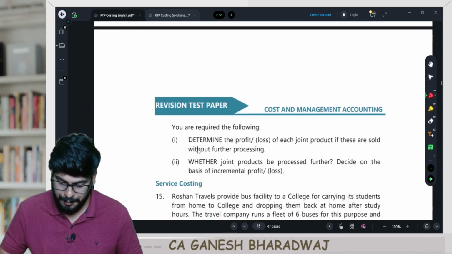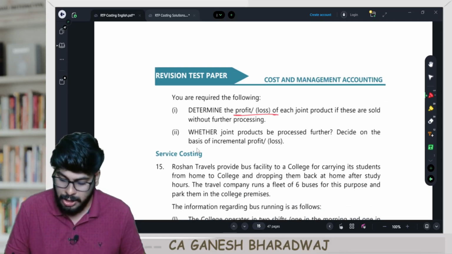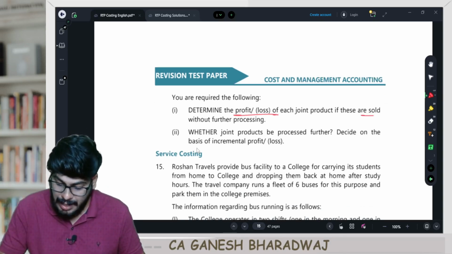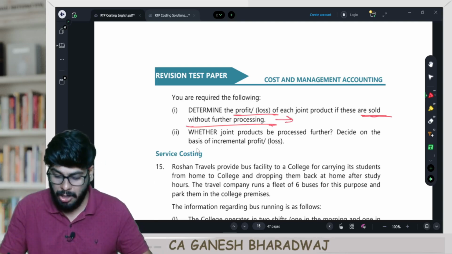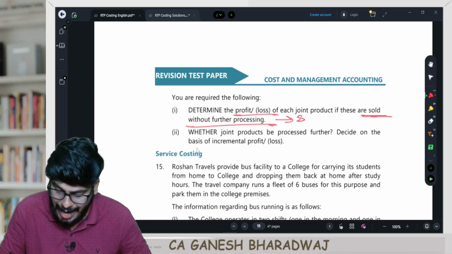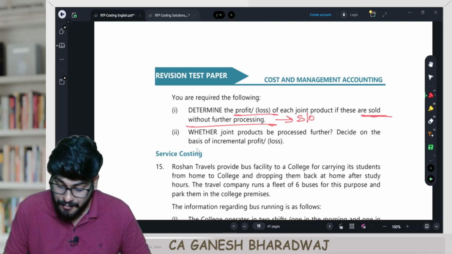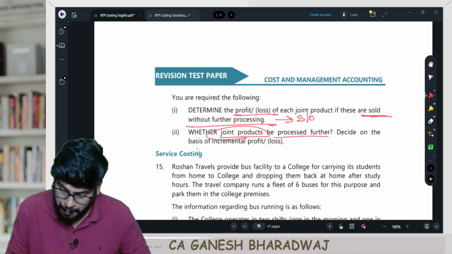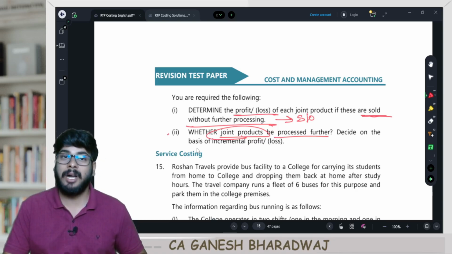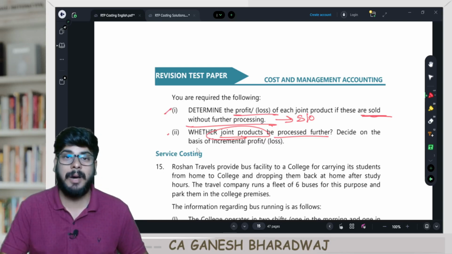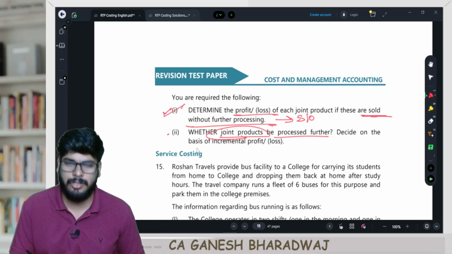Now, what have they asked for? You are required to do the following. Number one, determine the profit or loss of each of the joint products if they are sold without further processing. Means what? They are asking you to calculate the profit or loss if the products are sold at the split off point. Are you clear with this? That's the first part of the question. Second, whether the joint products should be further processed or not. Decide on the basis of incremental profit or loss. So the second part of the question is decision making. The first part of the question is going to be your profit computation. Are you clear with this? Perfect.